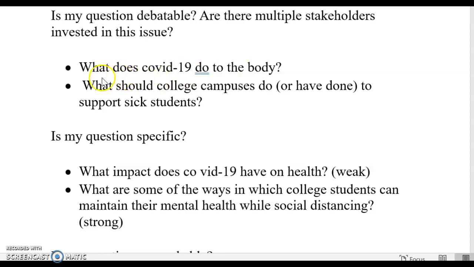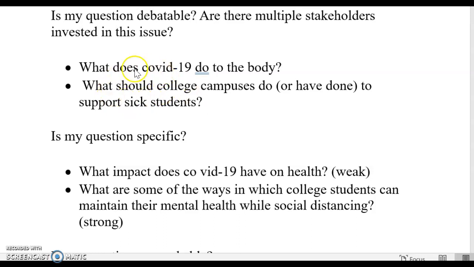So if I had a question like, what does COVID-19 do to the body? And I had a few people ask this question, those answers are pretty set in stone. They're pretty objective, right? And so there aren't going to be multiple perspectives on this. However, a question such as what should college campuses do or have done to better support sick students? This is a question that might have different answers depending on who the stakeholder is, right?